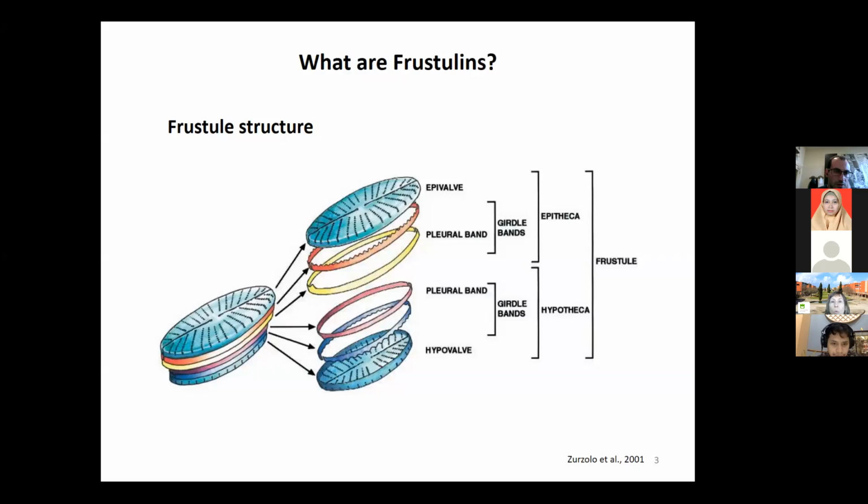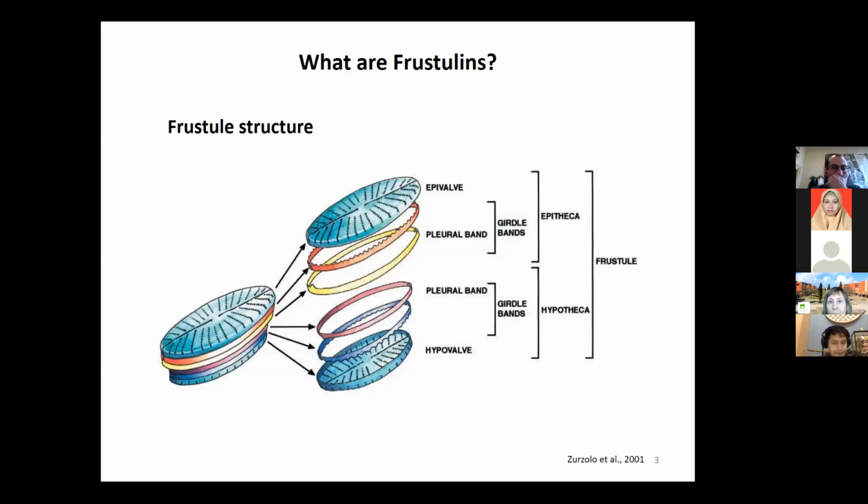So, what are frustules and frustulins? These diatoms have this silica cage where the cell is enclosed, and this silica is composed of several pieces, like you can see here. So you have a lid, two lids, one on the top and one on the bottom. The one on the top is termed epivalve, the one on the bottom hypovalve, and then there are some girdles that join these two lids together and make the frustule.